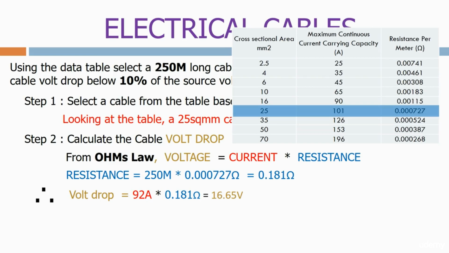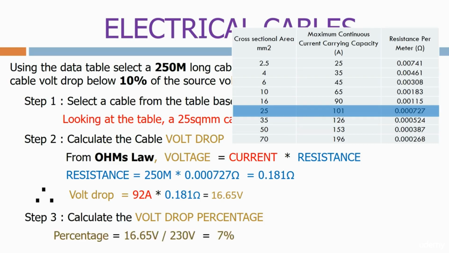This means that the voltage at the end of the cable will be 16.65 volts less than the voltage at the start of the cable. Step 3 is to calculate the volt drop percentage. Percentage equals 16.65 volts from the equation above, divided by 230 volts, which is the source voltage, equals 7%. Therefore, a 25 square millimeter cable is okay.